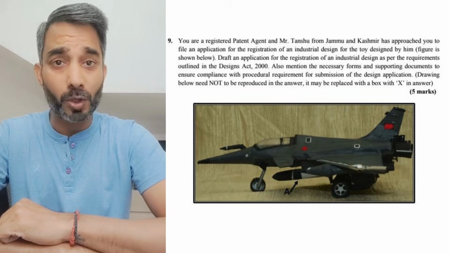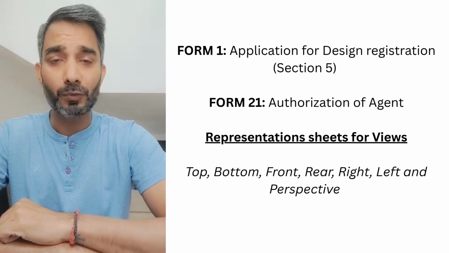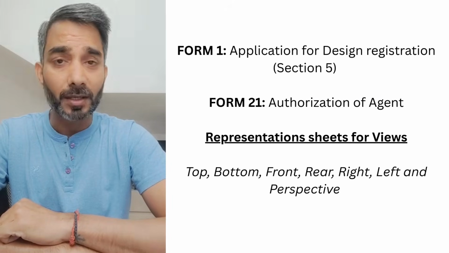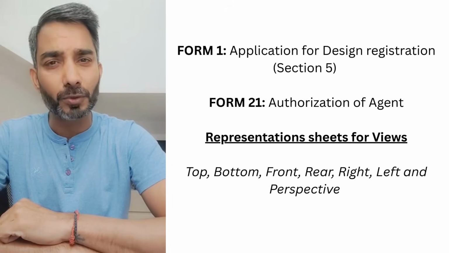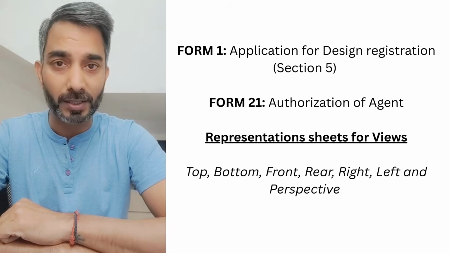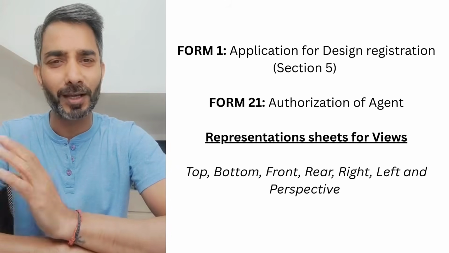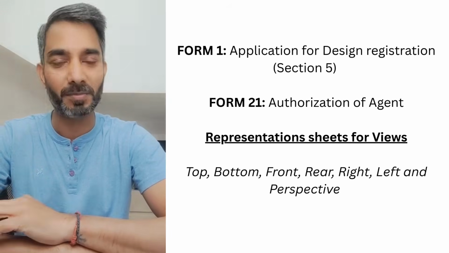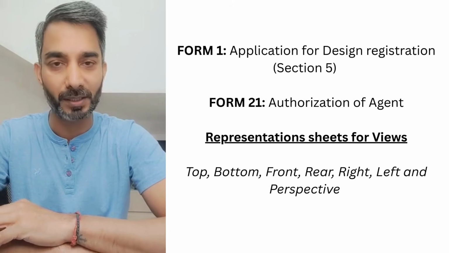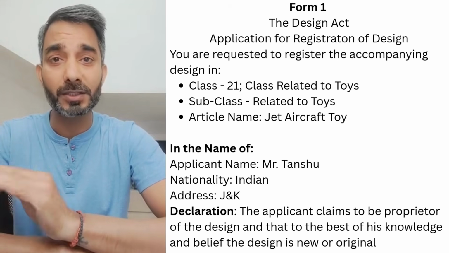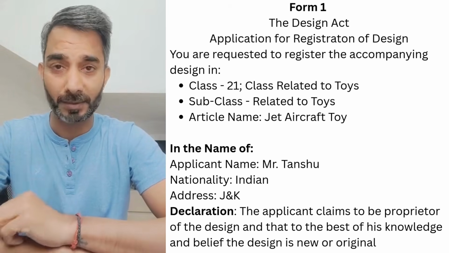First, we identify what forms to be filed, what details to go in the forms, and what kind of perspective views or figures to be provided to the patent office. The good part is you are not supposed to draw any of these diagrams in your question paper. It's a straightforward design application. How do we start? First, we identify that form 1 needs to be filed for registration of a design application.